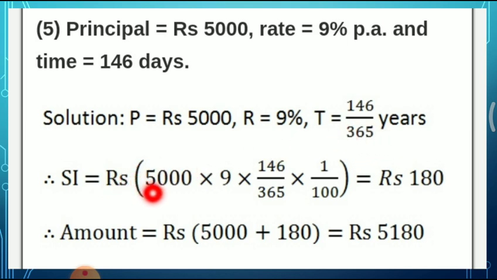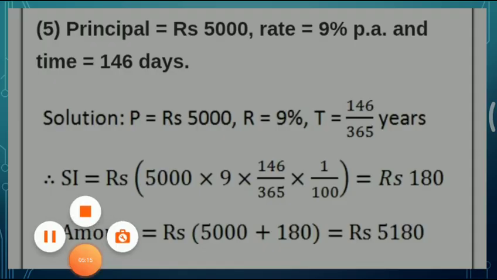Then SI is equal to 5000 multiplied by 9 multiplied by 146 by 365 multiplied by 1 by 100. 20 and 20 will cancel here. So answer is rupees 180. Then amount is equal to 5000 plus 180 is equal to 5180 rupees.